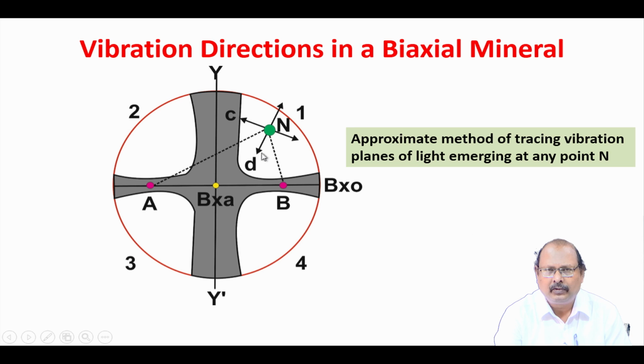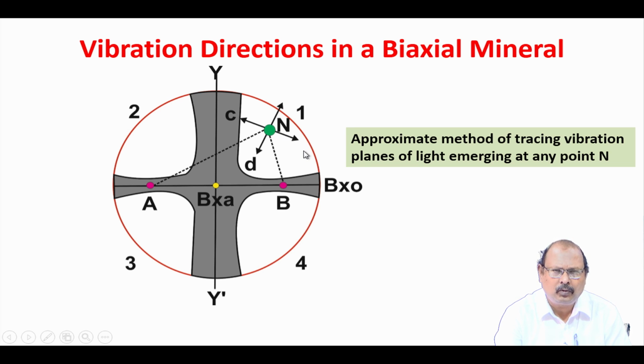What is that? So, if you are at the position n, which is the point of emergence of the two doubly refracted rays within this field of view, then if you join this point with these two melatopes, it makes an angle, this angle here. So, the bisector of this angle is this direction. So, one of the rays will vibrate along direction D, and the other ray will vibrate perpendicular to it, which will be this C ray here.